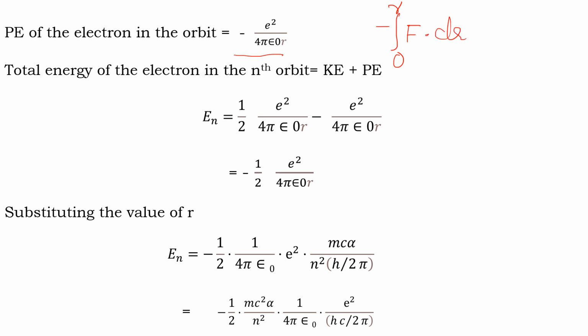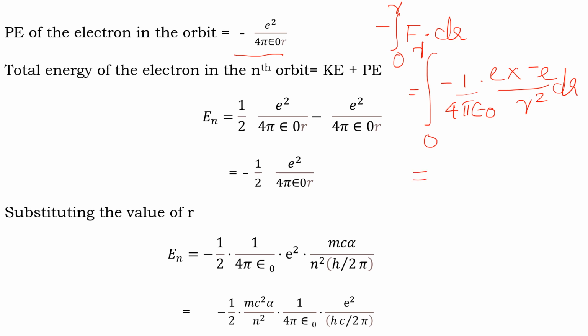minus F dot dr, and here the force is given as 1 by 4 pi epsilon 0. Considering the two charges, one is the charge on the nucleus, it is plus E, and the charge on the electron is minus E, divided by R square. It is the force. Therefore, this force within the limit 0 to R into dr, where R is the radius of the first orbit. Then this equation will be minus 1 by 4 pi epsilon 0 into E into minus E divided by R square into dr.